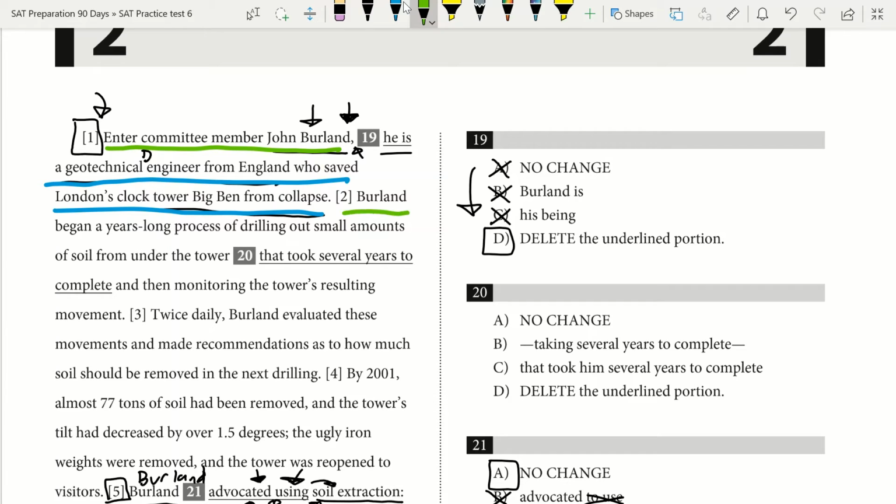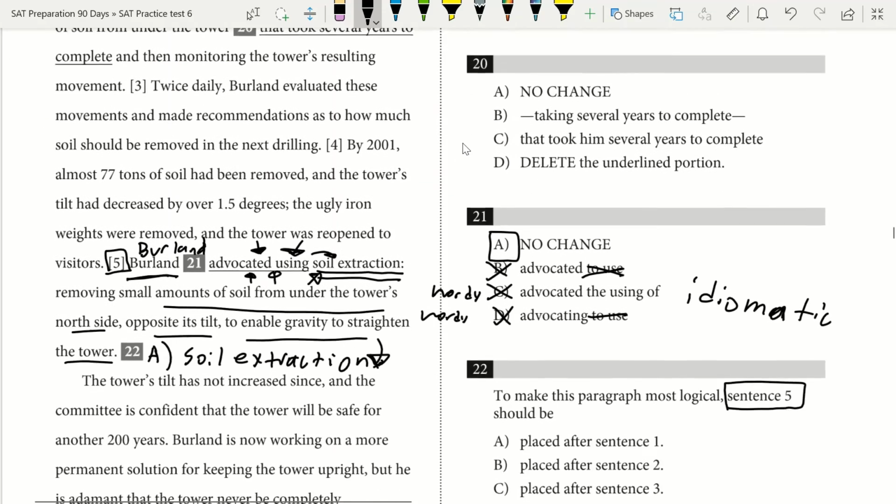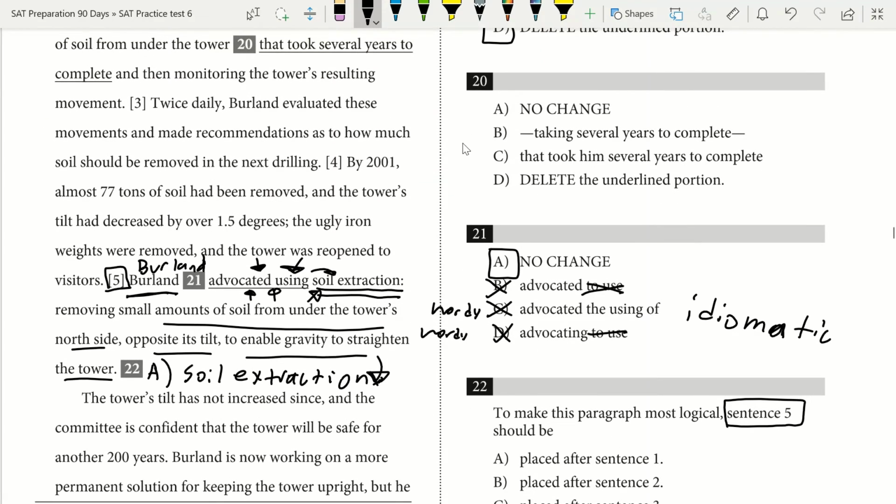So now we just keep reading to go ahead and answer where we're going to place sentence 5. Now keep in mind, what did we just talk about? Well, we just talked about John Berlin. Now what did I say needed to come before sentence 5? Well, what needed to come before sentence 5 was a discussion of who John Berlin is and what his expertise was. In this case, we talk about John Berlin. We say he's an engineer from England who saved Big Ben from collapse. So we're talking about how he's an expert in geotechnical engineering, and his name is John Berlin. So we're introducing this character who now in sentence 5 is advocating a policy of soil extraction to help save something from collapse, right? Let me see if I can scroll down, right, to help save this tower from collapse.